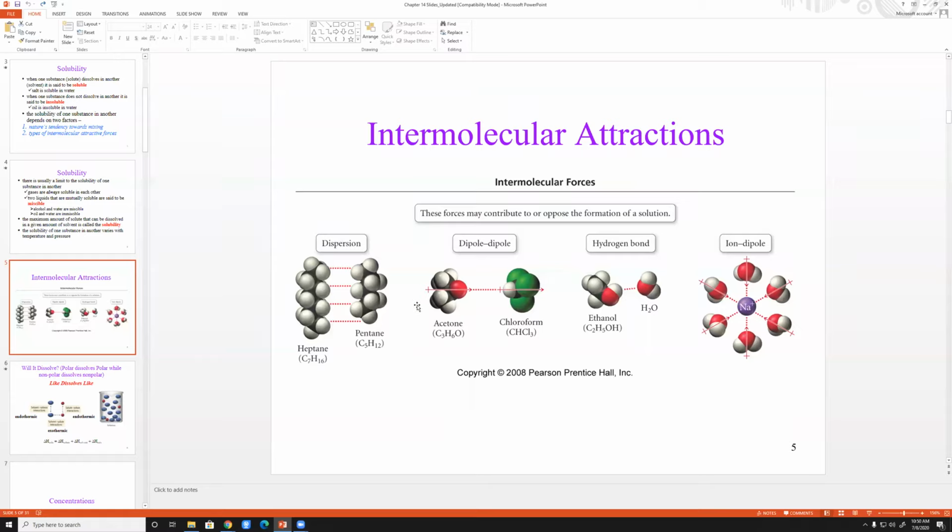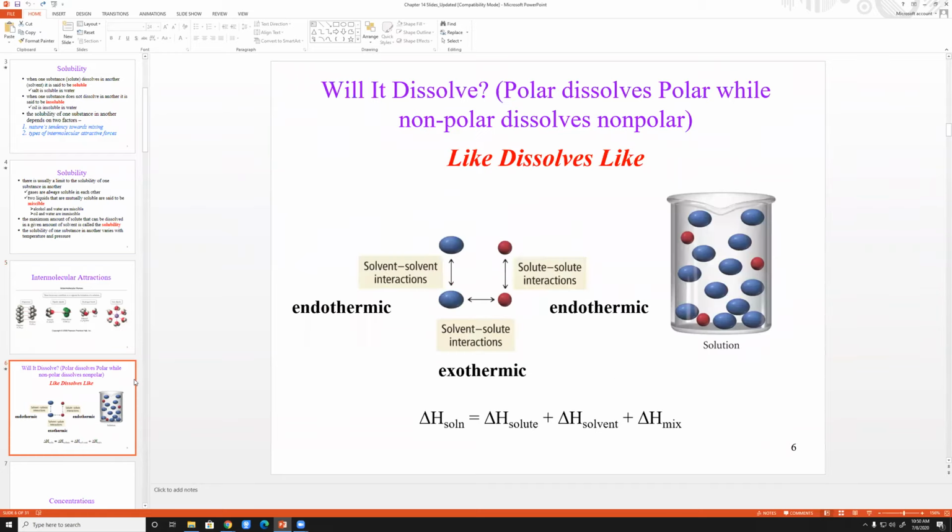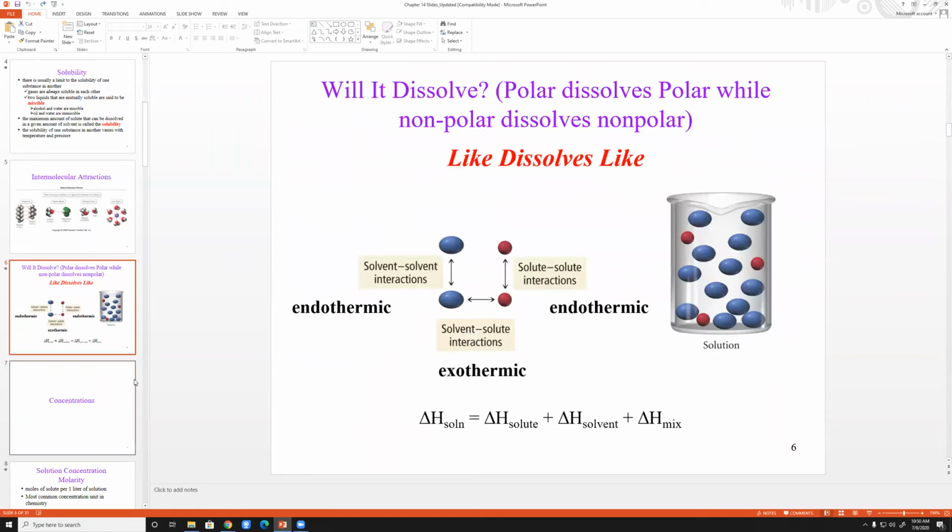So dipole, hydrogen bonds and ion dipoles are all polar. They will all interact with each other. But nonpolar molecules that partake in dispersion forces are not miscible in polar solvents or solutes. So likes dissolve likes, dislikes do not dissolve dislikes. All right. What's next? Are there any questions on that concept?